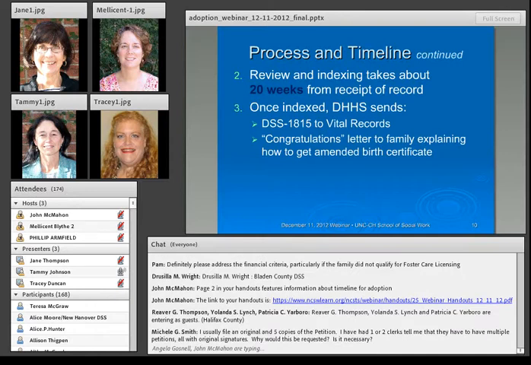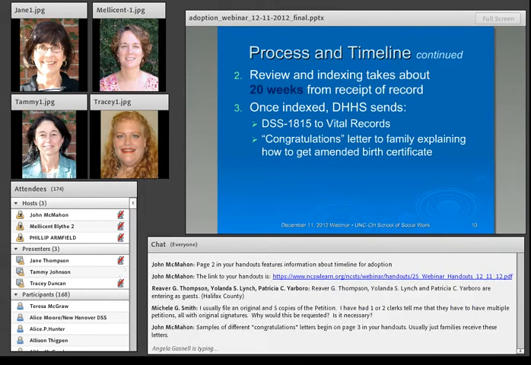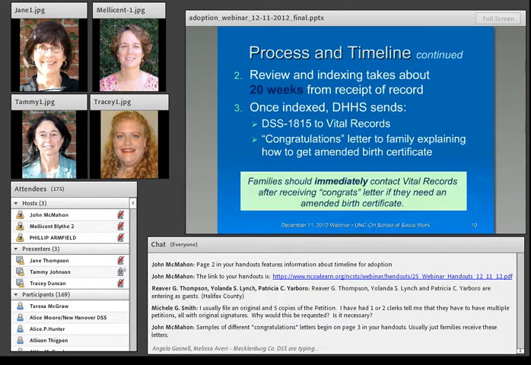They will hold on to the report to Vital Records for about a year. If they don't get that fee to amend the birth certificate, they will literally throw away the report to Vital Records. Several years later, we'll get a call from adoptive parents who then need the amended birth certificate, and at that point we have to go back to the social worker to redo the report, send it back to the clerk, and it comes back to us. So please make sure to tell your families, particularly out of state, to go ahead and follow up and get that amended birth certificate.